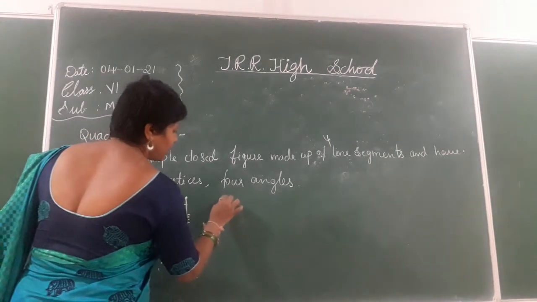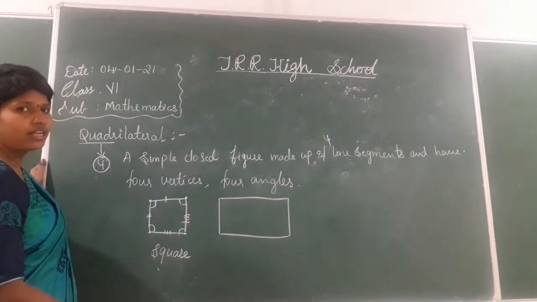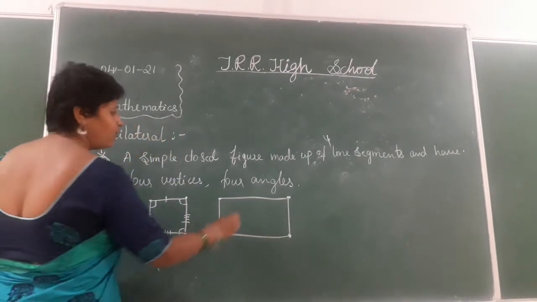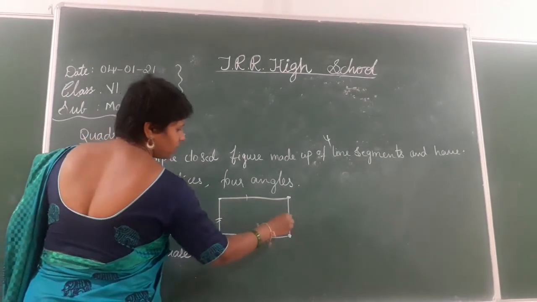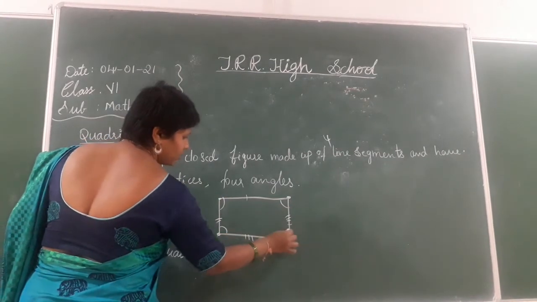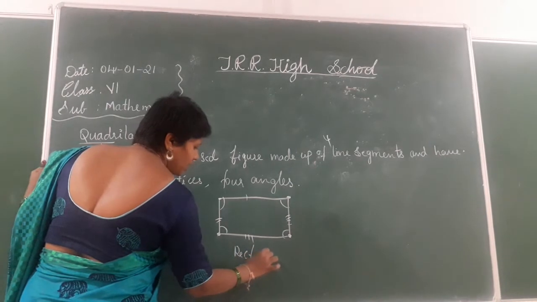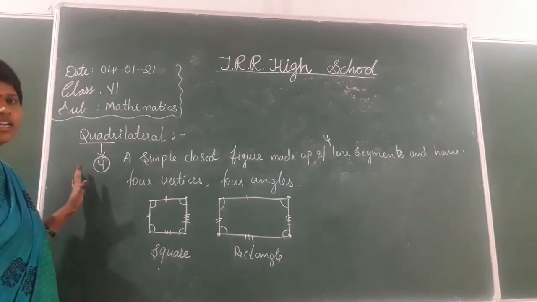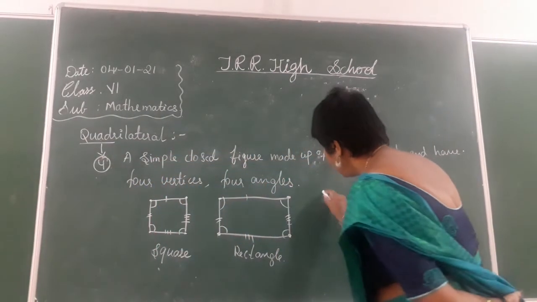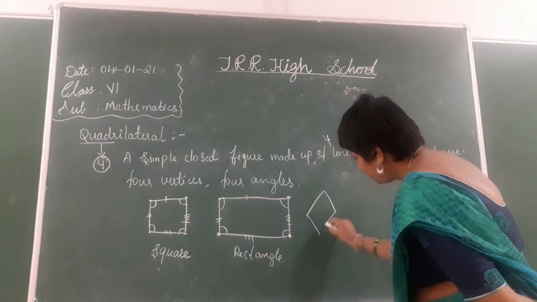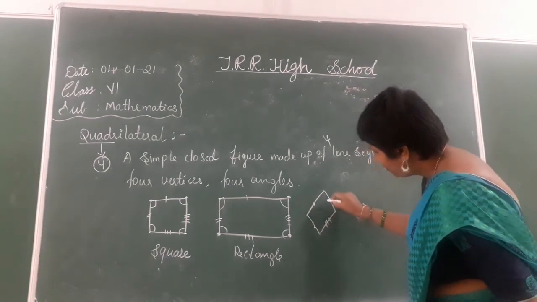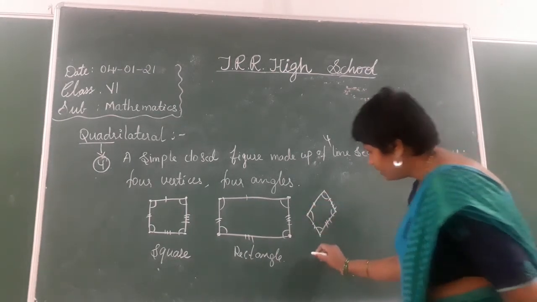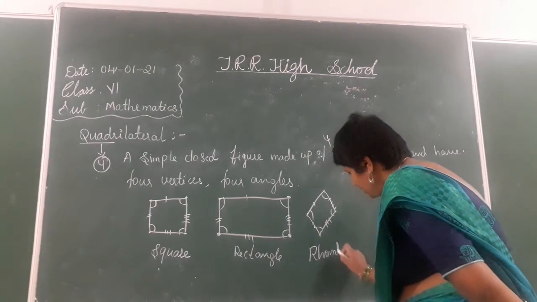In the same way, if you take a rectangle, even for a rectangle four vertices will be there, four sides will be there, and four angles will be there. So it is called a rectangle, but it is also called a quadrilateral. And in the same way if you take a rhombus, a rhombus also has four sides, four angles, and four vertices, right? It is called a rhombus.